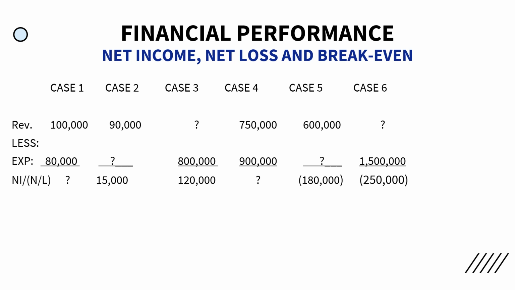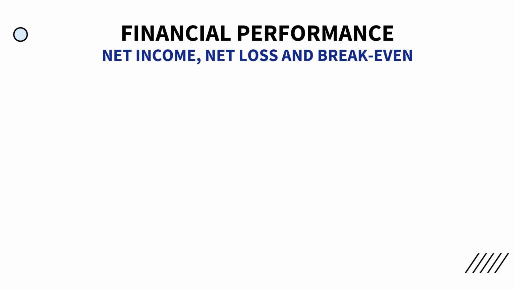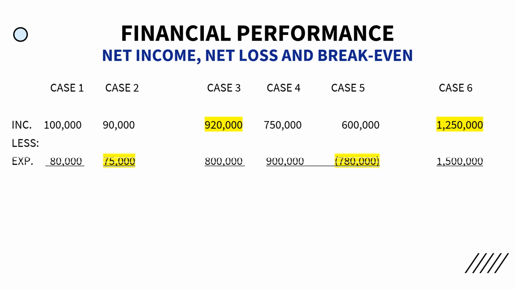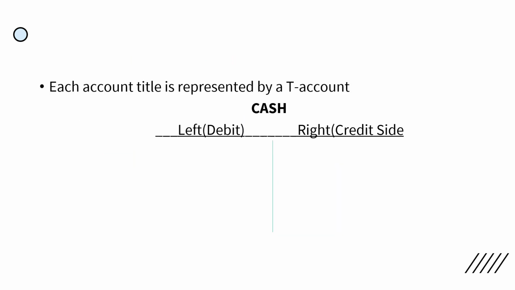So the net loss is 250,000. So to work it back, revenue is lesser than 1,500,000. So the answer is 1,250,000. So the next slide here is the presentation of the answers to the problem a while ago. So that one in yellow are the answers.